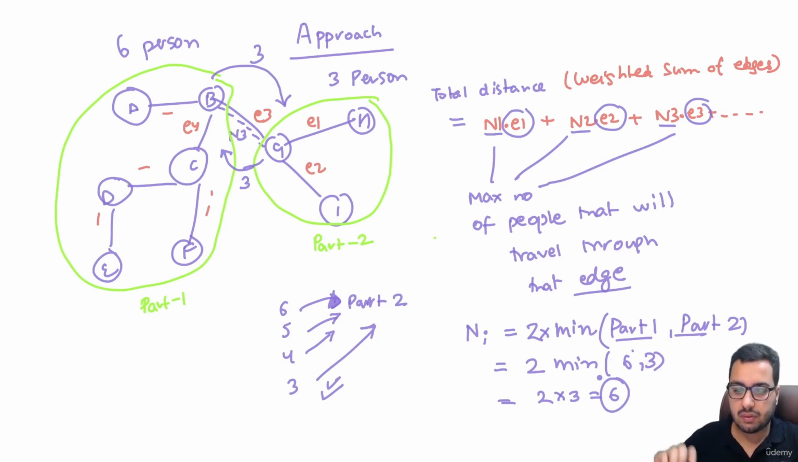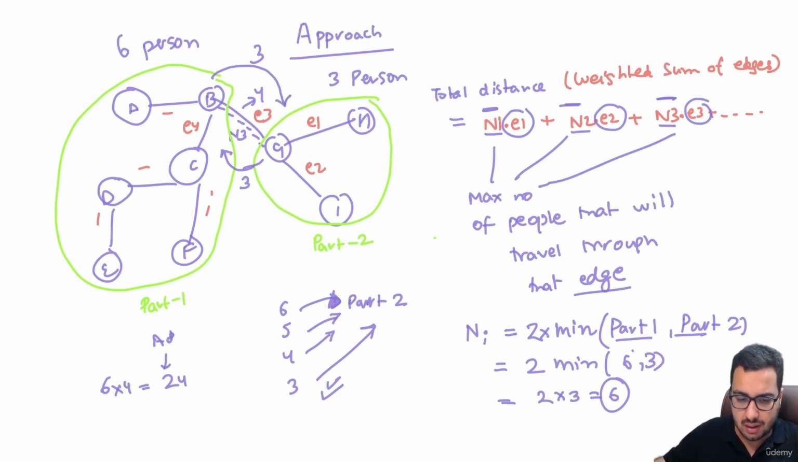If you do this for all edges, you will get these coefficients and you can easily find the weighted sum. So if this weight is, let's say, 4, then this edge would be contributing 6 into 4, that is 24, to our answer. We will add 24 to the answer.